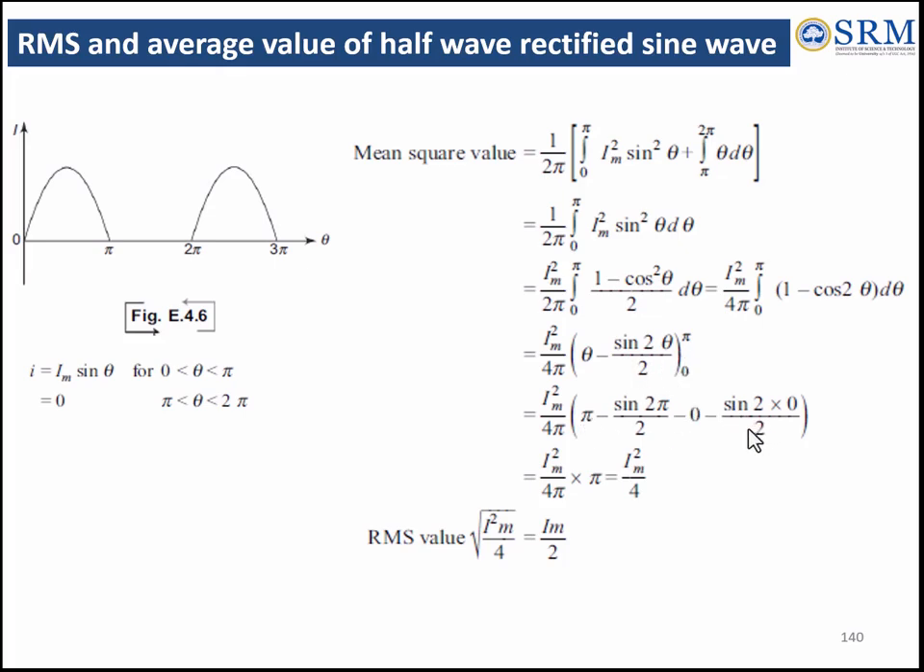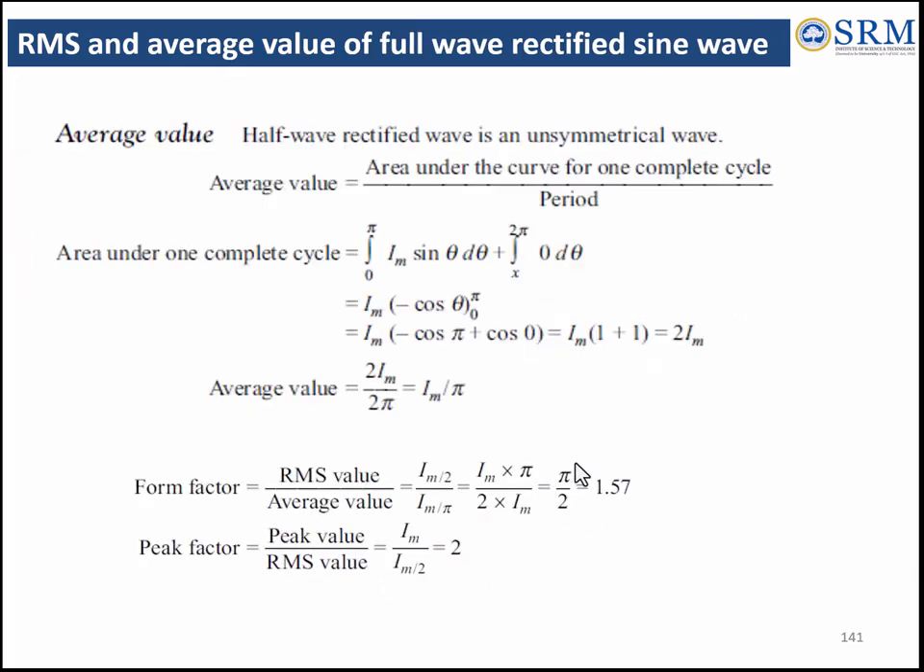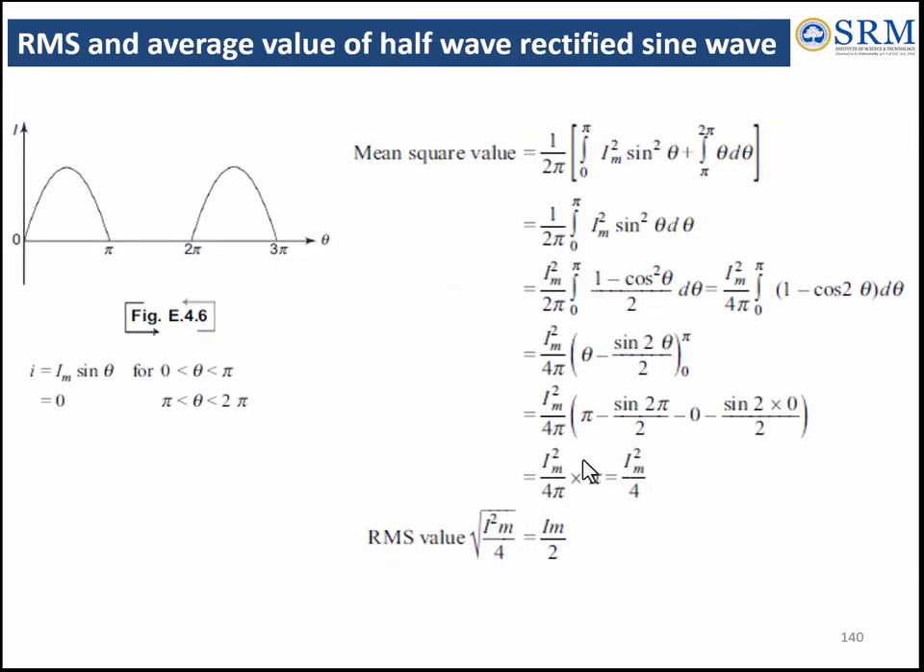We know that sine pi, 0, 2 pi, everything at multiples of pi and 0 is 0. So we are left with only this pi alone. So that gets cancelled. Im square by 4 is the mean square value. Taking the root mean square, we get Im by 2. This is for the half wave rectified wave, right?